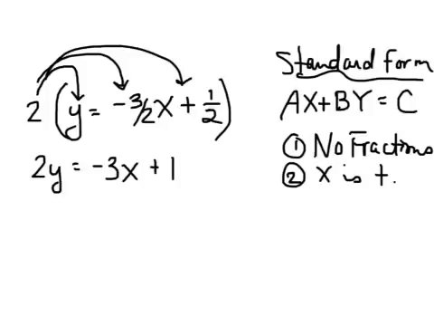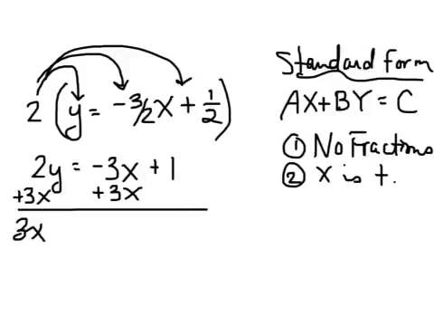The next thing that I want to do is I want to add 3x to both sides. I'm trying to get the x and y on the same side rather than on opposite sides. So 3x plus 2y equals 1. And as long as my x is positive, then we are done. If it's not positive, then I multiply everything by a negative 1. That changes all the signs and essentially gives me an x to be positive.